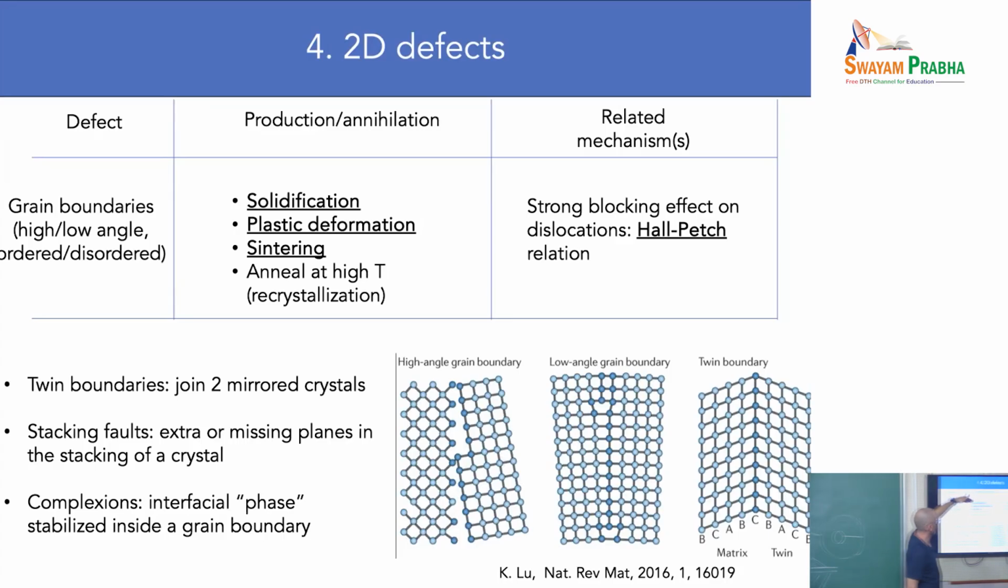They are also formed just by solidification. If you have, at different places in space, grains that start to grow with different orientations, when they join, they form grain boundaries. So naturally through solidification, plastic deformation, sintering, and again, they are non-equilibrium defects, so they anneal at high temperature.